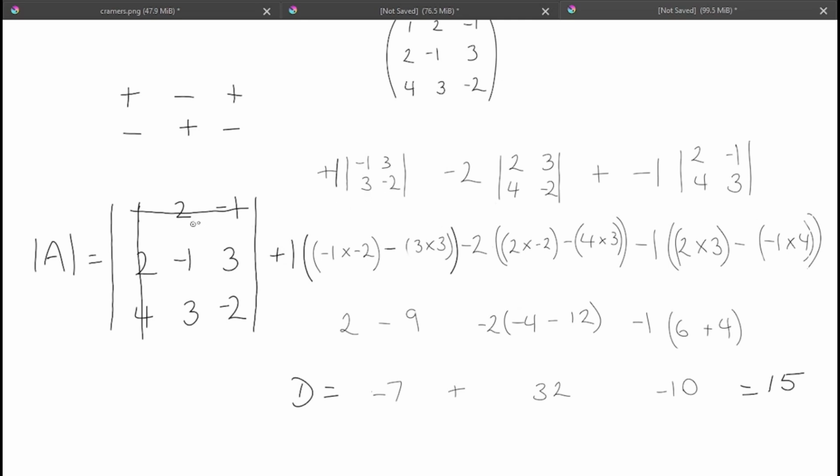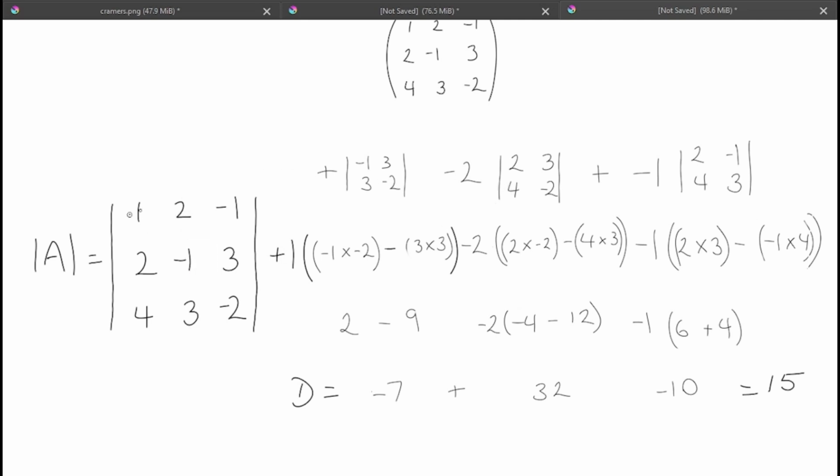Okay, and so you want to block off the row that 2 exists in, and block off the column that 2 exists in. And now we will get 2 by minus 2 and 3 by 4. So 2 by minus 2 and 3 by 4. And because it's plus, negative, this 2 will turn to a negative 2.